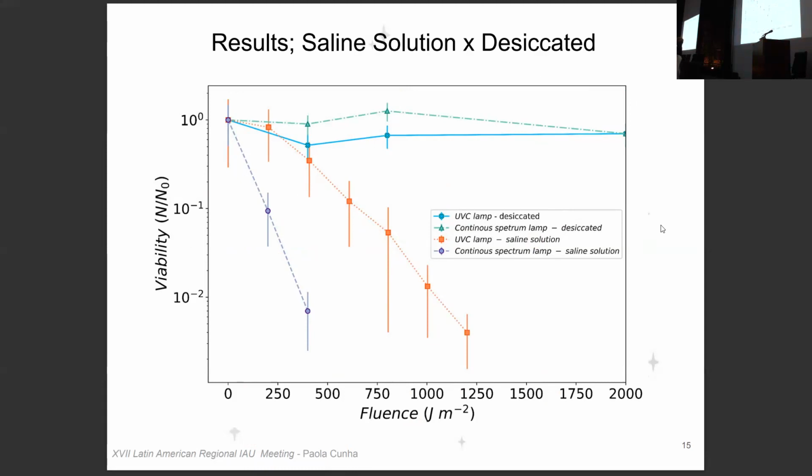Another interesting thing about the study is that many studies use a UVC lamp, which is more available in laboratories. Here we use a continuous spectral lamp, covering all the UV range. And we also use Astrochem, so it's interesting to compare the results, where we can see a difference between using a UVC lamp and a whole continuous spectral lamp covering all the UV range.